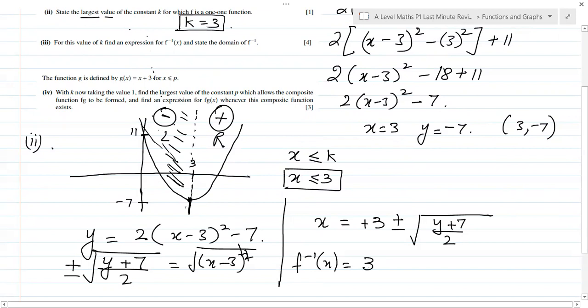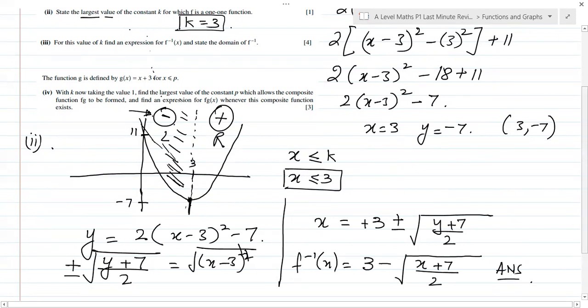Now, since it's on the left-hand side, this is where the negative sign comes in. So instead of taking plus or minus, we just go ahead with the negative sign. Since we know we are taking the left-hand side, if we were to take the right-hand side, we would have taken the positive sign. So the square root of (x + 7) over 2. That's our f inverse.